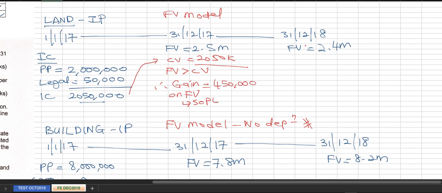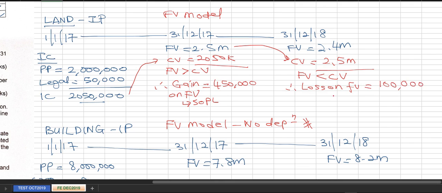Next, 31st December 18, the fair value here will become the carrying value, 2.5 million. So here the fair value is less than the carrying value, therefore we do not get a deficit, because this is not PPE. This is loss on fair value. So the loss is 100,000, and loss goes under SOPL as well. Okay, that's done for the land.